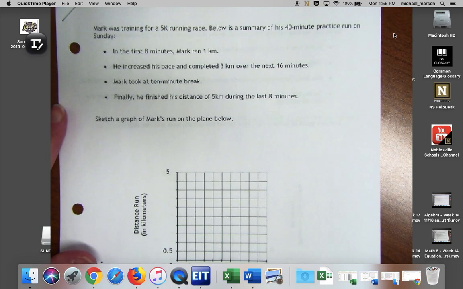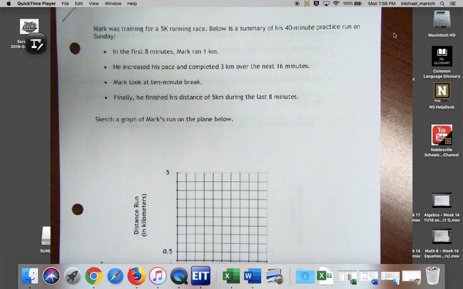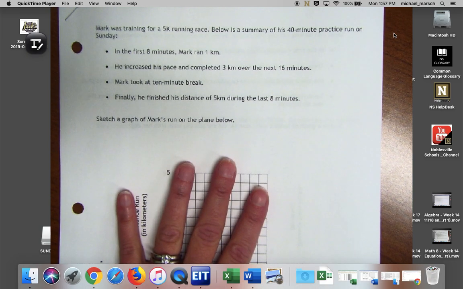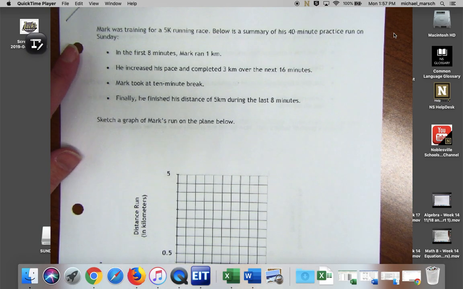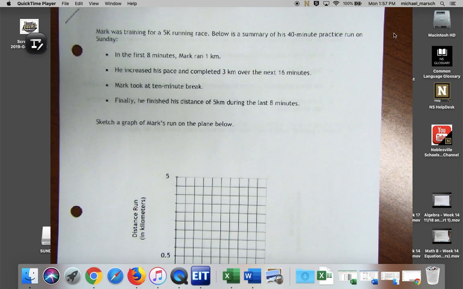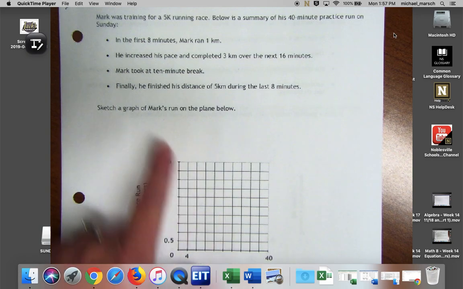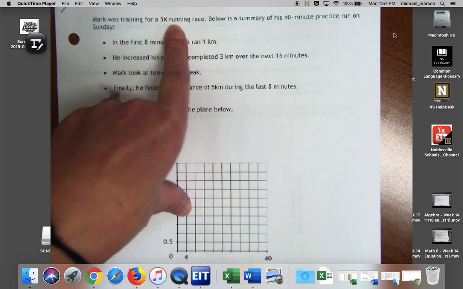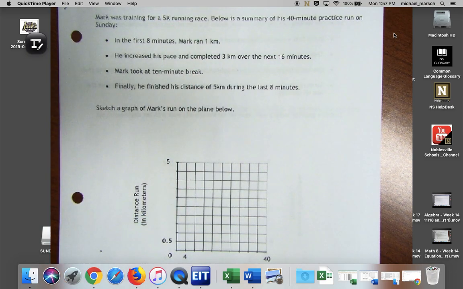Okay, so what we're going to be doing is looking at the information, filling in the graph, and creating a function on the graph based on what they tell us. So we know that we've got distance that was run, and we have the time that it was run, because we know that Mark is training for a 5K running race. So we have a summary of his 40-minute practice run on Sunday.